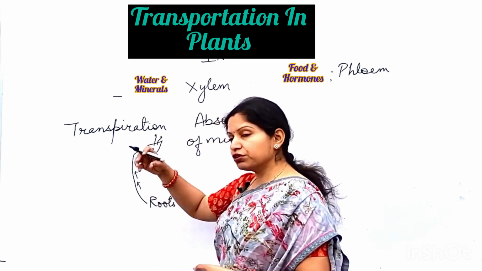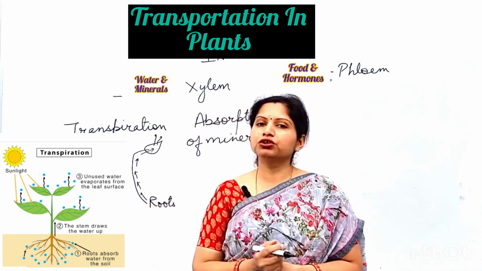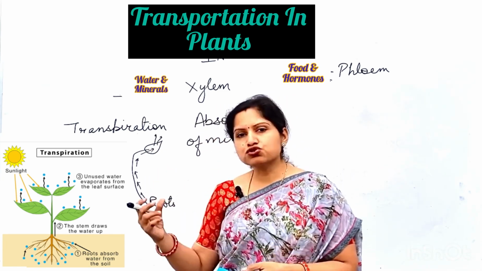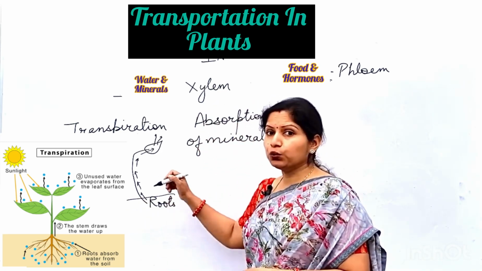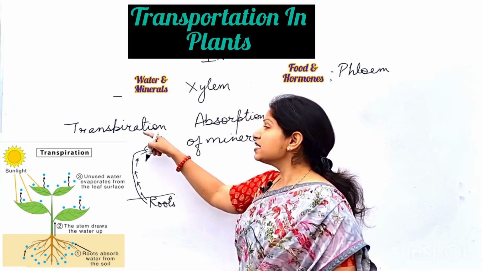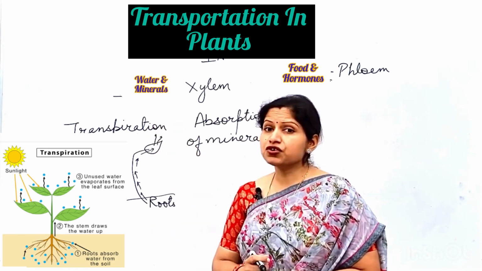That pulls the water from the lower levels, and so ultimately this pull reaches up to the roots, and the roots absorb the water from the soil. So whatever water is there in the soil will be pulled upwards because of this evaporation of water from the surface of leaves. This is known as transpiration.